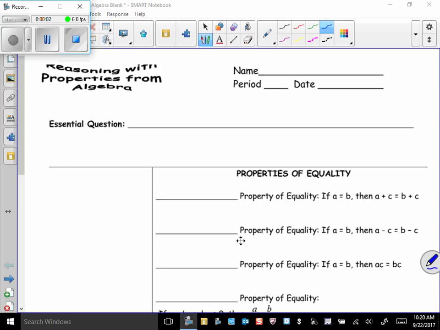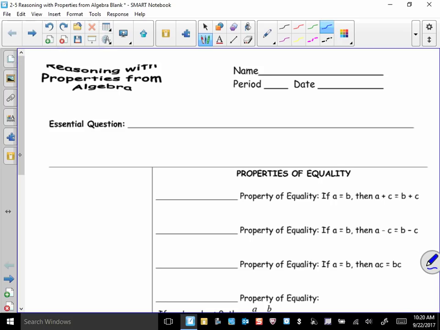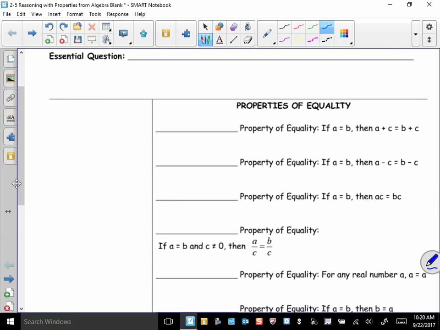Today's lesson is on reasoning with properties from algebra, and I know I said to you on the day we did deductive reasoning that we were going to get down to the nitty-gritty. Well, today we're really going to get down to the nitty-gritty because we are going to do our very first proofs. So we're going to start with the properties of equality, and you were tasked with making flashcards for these, so I'm going to go through this pretty quickly.